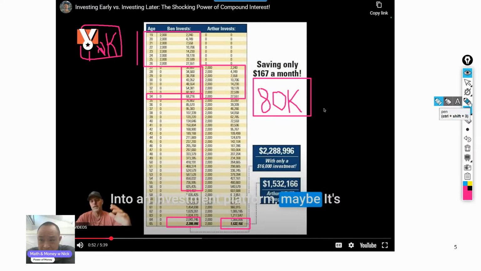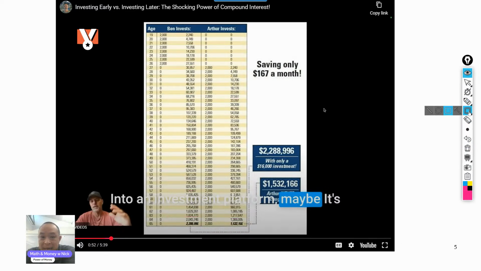Because as you'll see here, let me delete this. By the time Arthur made $27,000, which is where Ben stopped investing at age 26, his money grew to $68,000. And so he's already ahead by almost $40,000.